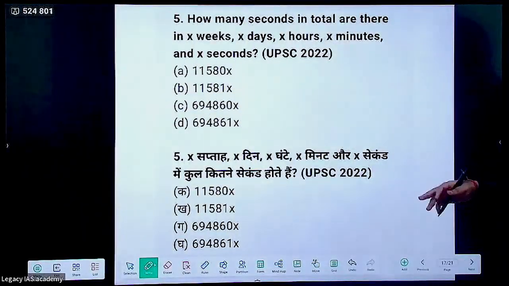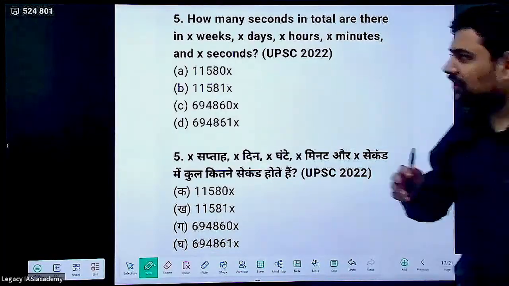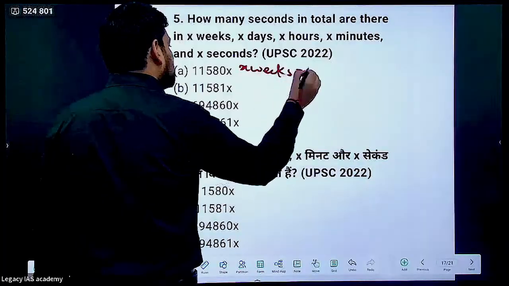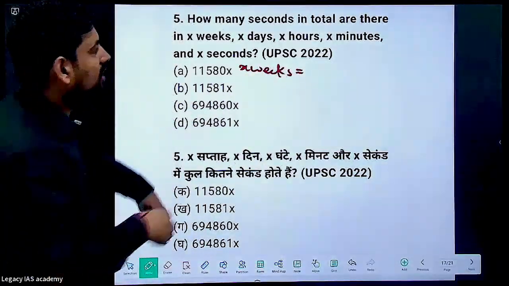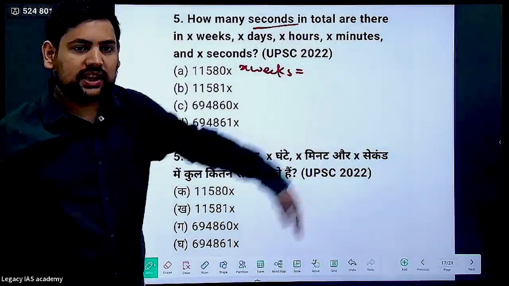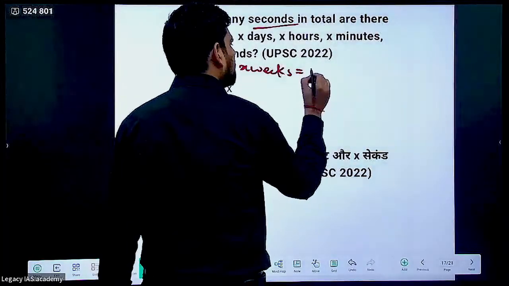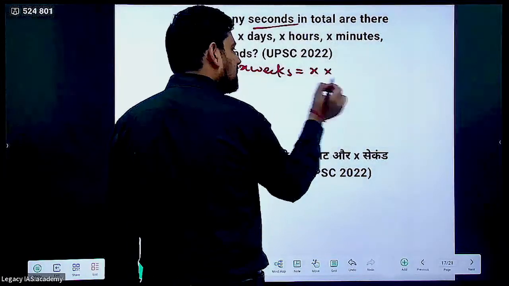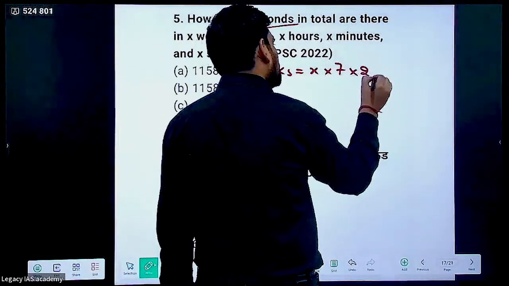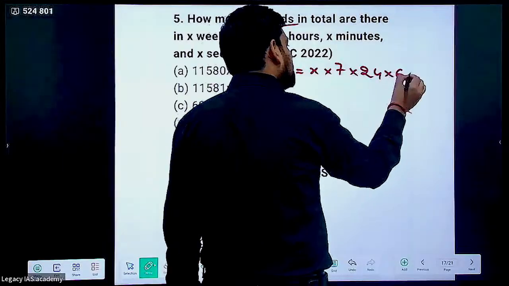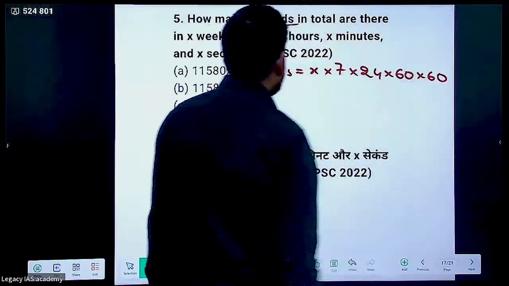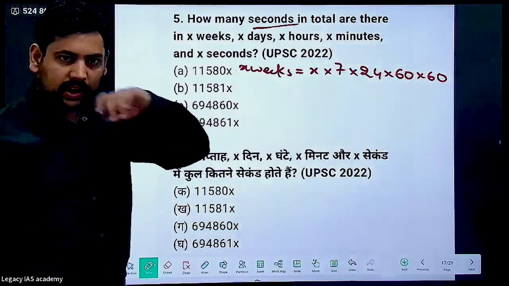See, one way is to just get going. Without thinking much, just start. X weeks. Ultimately, it is asking you how many seconds. So let's take this X weeks till the point it reaches seconds. In these X weeks, each week will have 7 days, each day will have 24 hours, each hour will have 60 minutes, each minute will have 60 seconds. This is the total number for X weeks.